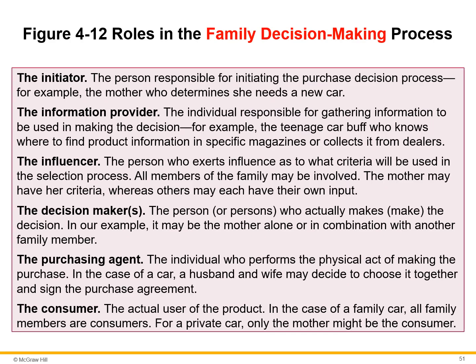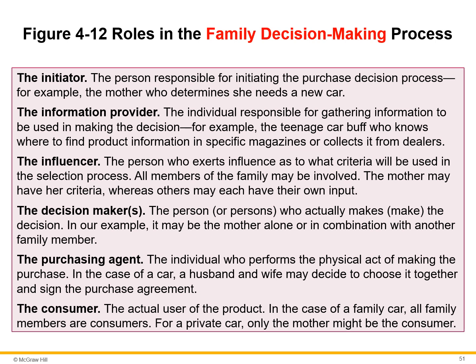These are the roles in the family decision-making process. In family decision making, the family makes a decision together to purchase something, a car or a house. There's an initiator, the person initiating the purchase decision. There's an information provider, the person who searches for the information. There's an influencer who exerts influence as to what criteria to use. And the decision maker, the person or persons who actually make the final decision.